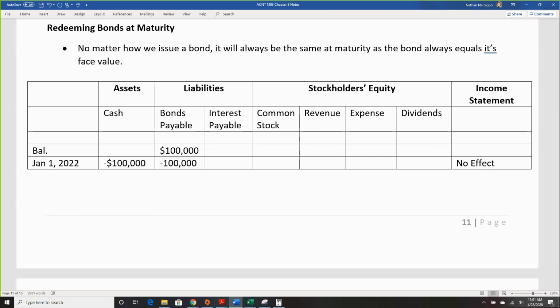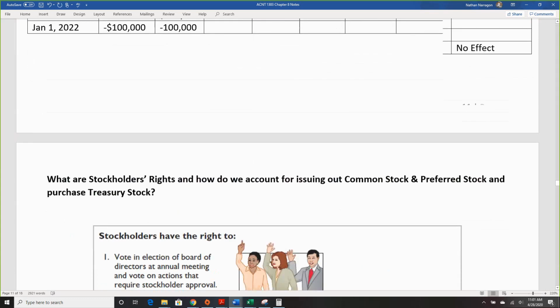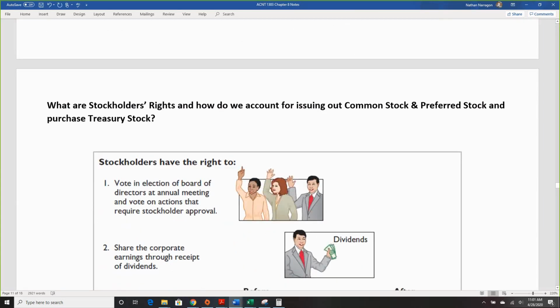Next item that chapter 8 hits on, again, basic concepts, is stock. It hit debt finance, now it's saying equity finance. This is what equity finance is. It's basically stock. How do we issue out stock, and what do people have of this? What are their rights? And how we purchase stock back.